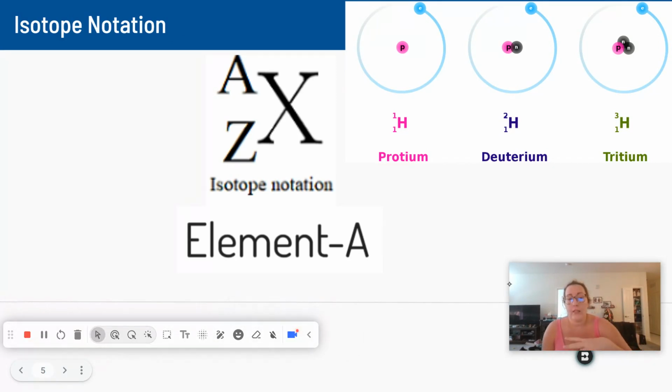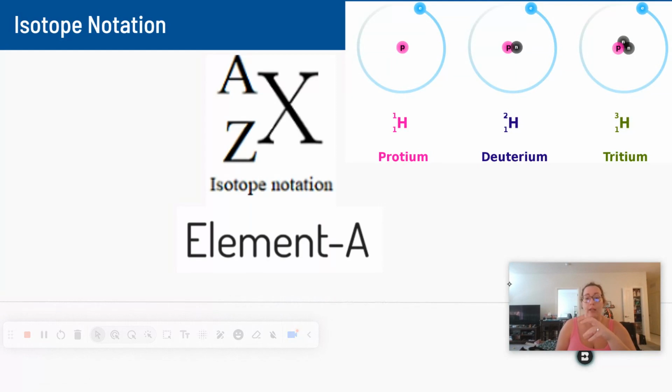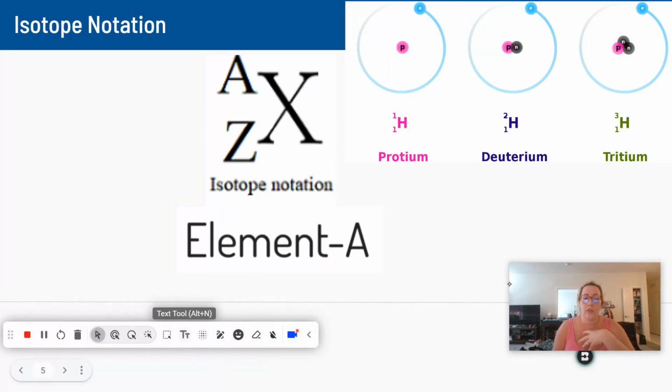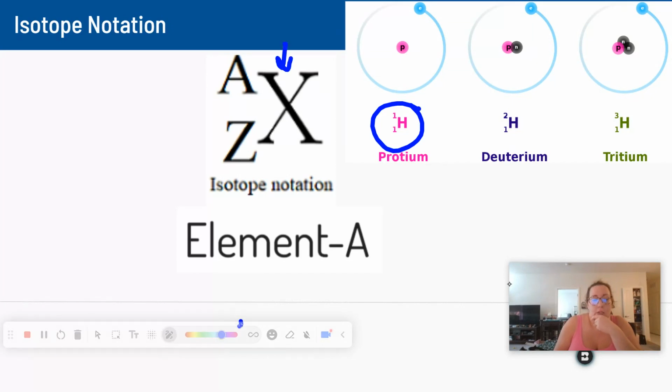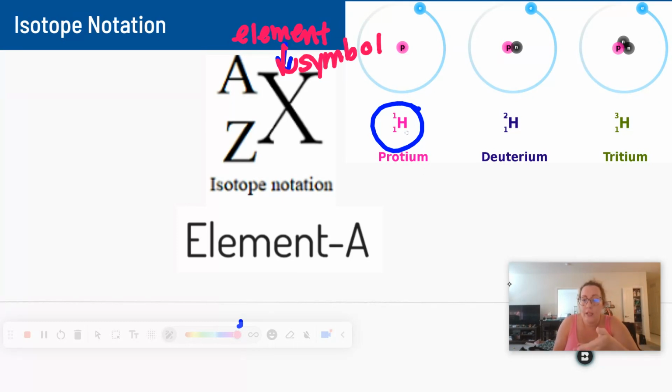So there are a few different ways that we can write the names of isotopes so that we don't think that they're all the same version of the element. So sometimes they have really specific names, like protium, deuterium, and tritium for hydrogen. But oftentimes you'll see a setup like that. So X is going to be your element symbol. So the symbol of hydrogen is H. So that's why there's an H there.